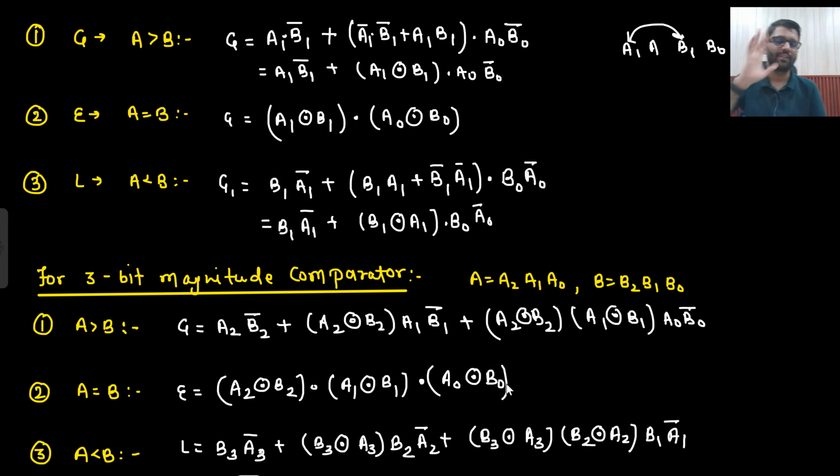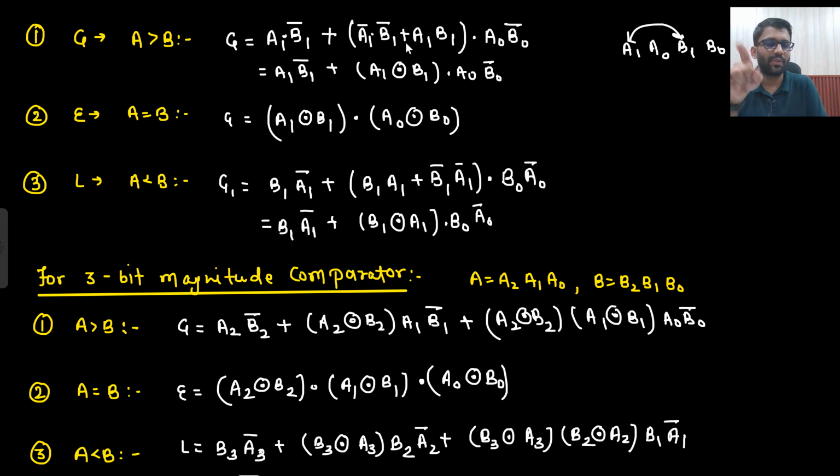Right? So that's how we write down the final answer. Let me explain it one last time. Here I will explain again. That A1 is there, B1 is not there. Or A1 is equal to B1, then we will compare A naught and B naught.